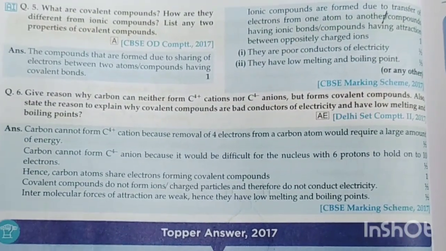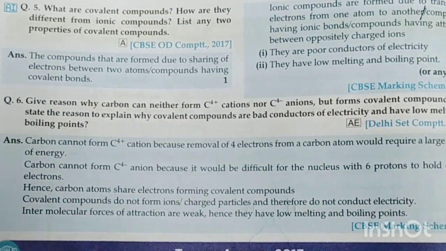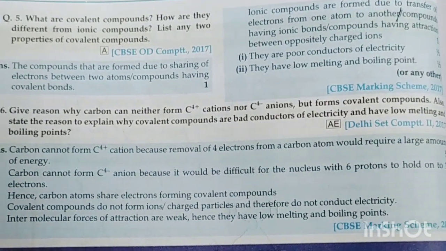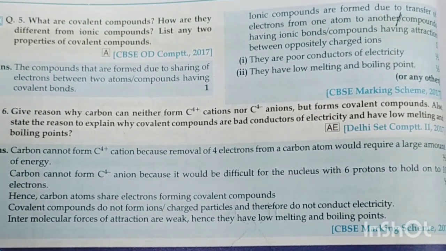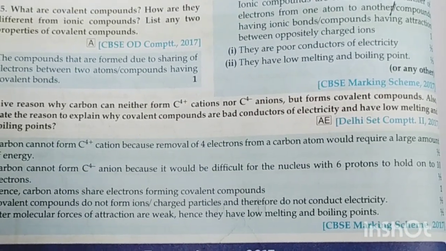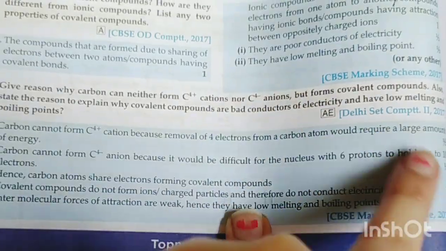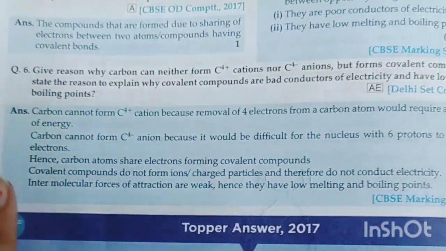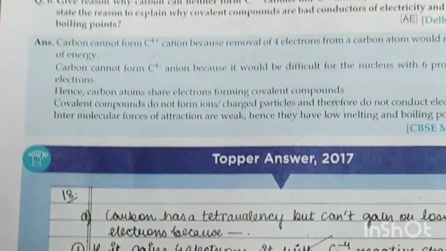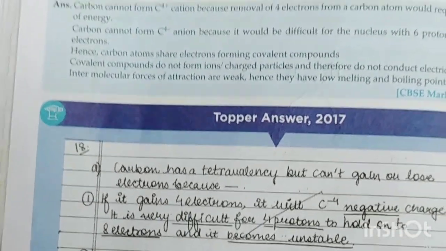Define groups in the modern periodic table, and how do valency, atomic size and character vary in a group. So again it is a chemistry question. From the chapter Carbon and its Compounds, the question is given like that: give reason why carbon can neither form cation or anion but forms covalent compounds. Also state the reason to explain why covalent compounds are a bad conductor of electricity and have low melting and boiling points. So I will be discussing the topper's answer, and I will elaborate in my own words.